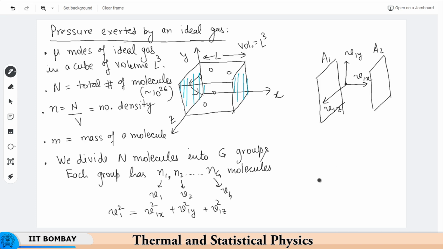So basically what will happen, right. Let us concentrate on just one component. For convenience let us look at the x component. This molecule's x component will move towards this wall. Let me draw it here. I am now looking at the side view. This molecule starts from A2, moving with speed v1x towards this wall A1, and it will make a collision here, right.